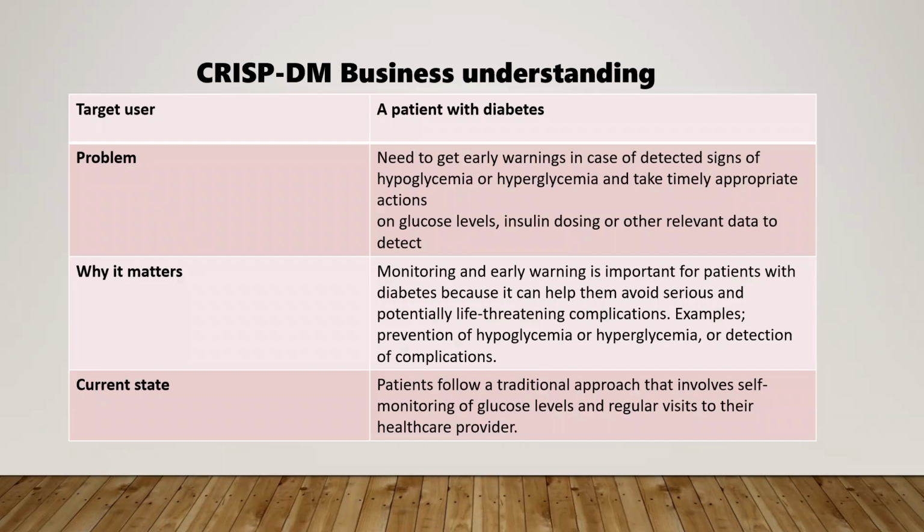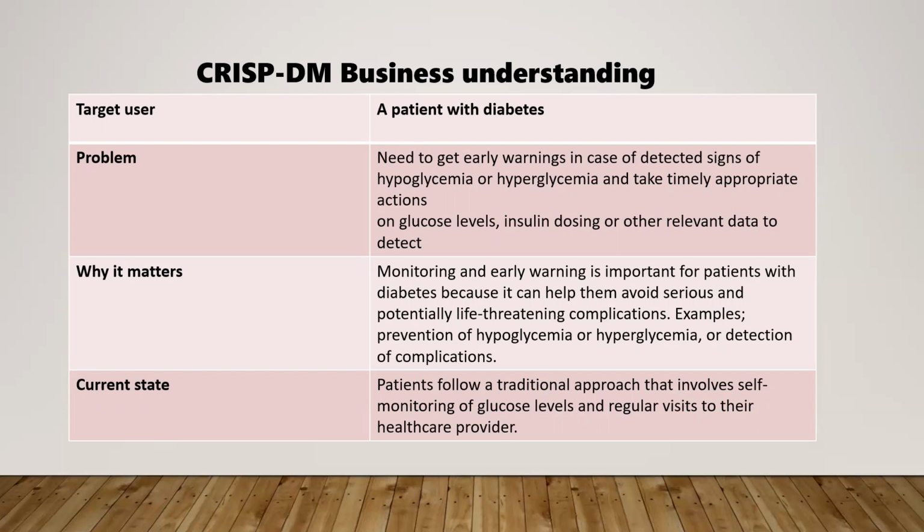In order to better understand the business, I have applied the CRISP-DM model. So the target user would be a patient with diabetes. The problem is the person needs to get early warnings in case of detected signs of hypoglycemia or hyperglycemia and take appropriate actions. Why it matters: monitoring and early warning is important for patients because it can help them avoid serious complications and life-threatening events.